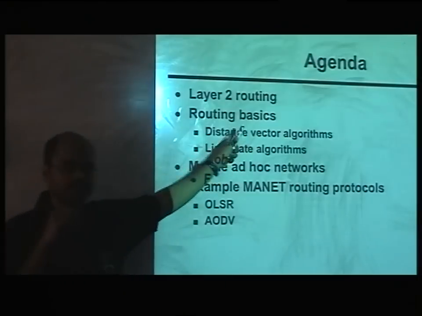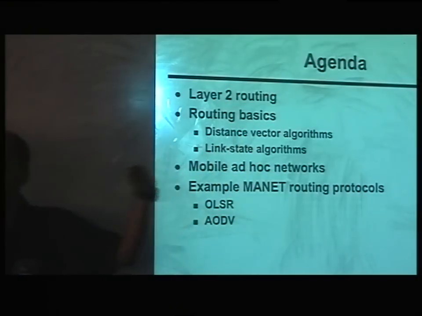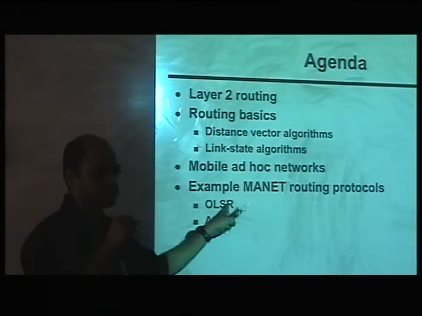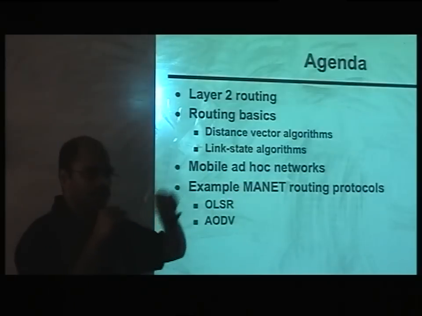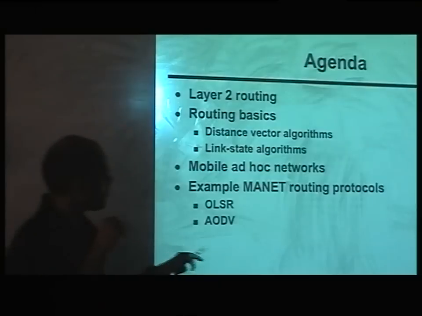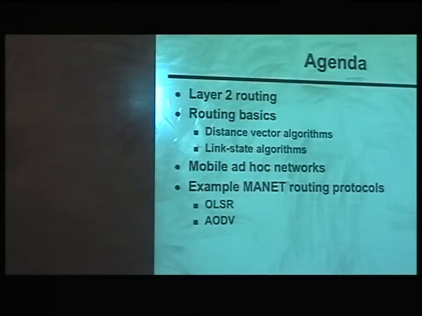Since you have all forgotten what distance vector and link state are, we will quickly go through and remind you what these two algorithms are, because otherwise you cannot understand these two. Then I will show you a model of mobile ad hoc networks, and we will always see graphs. So you will see all the algorithms are graph algorithms. And we will go into detail for these two protocols.